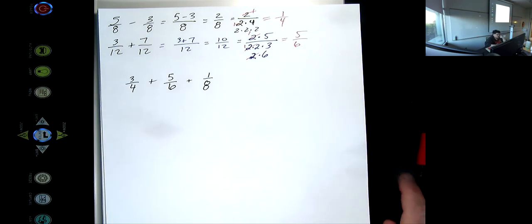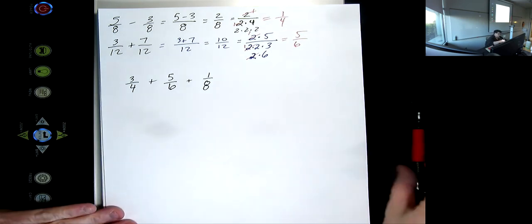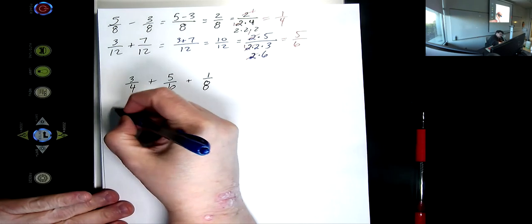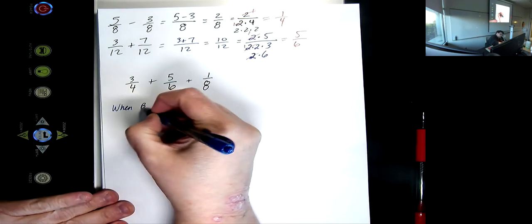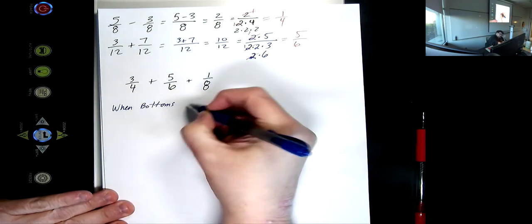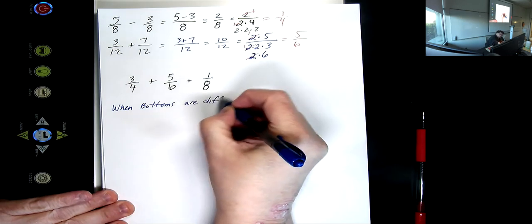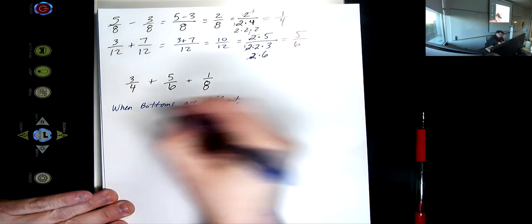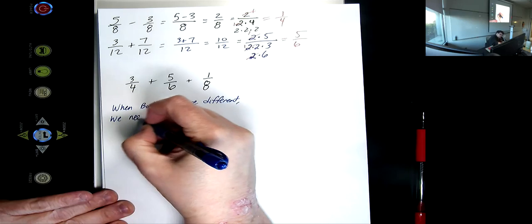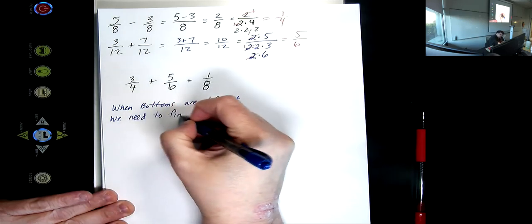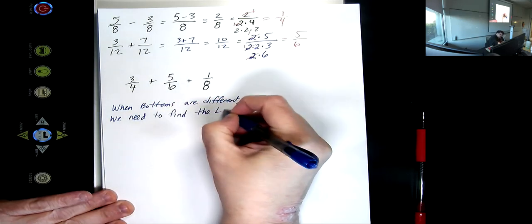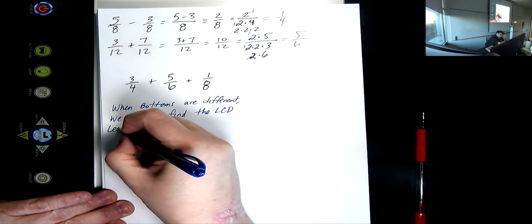So one way is what we need to do when denominators are different, when bottoms are different. We need to find the LCD, least common denominator.